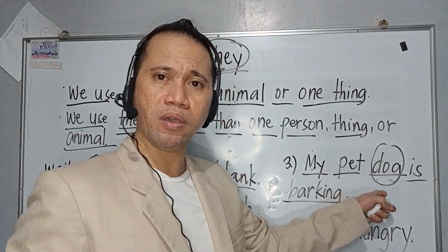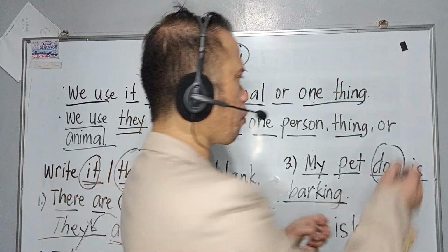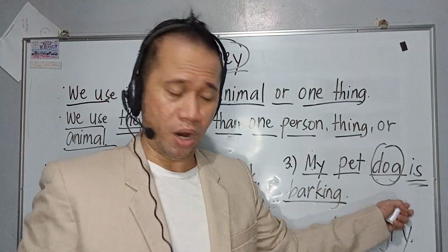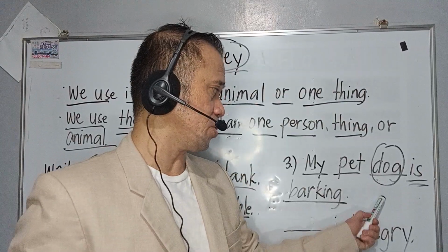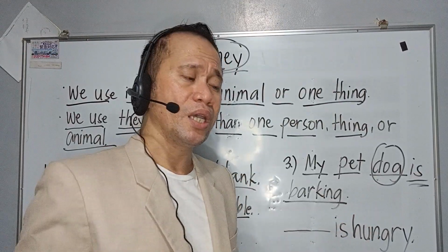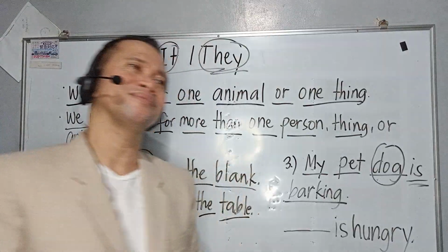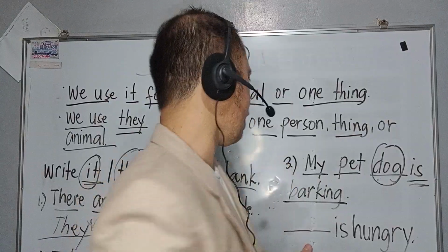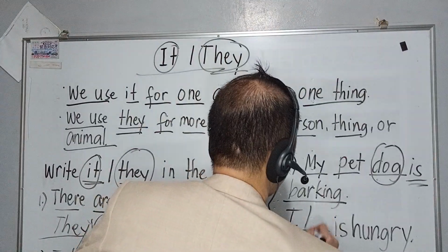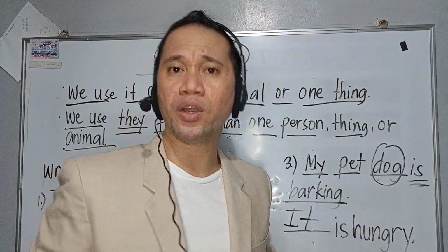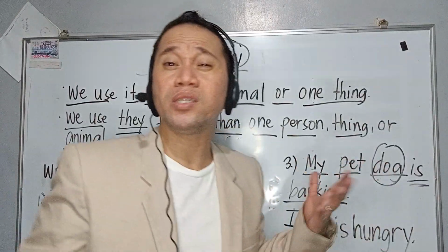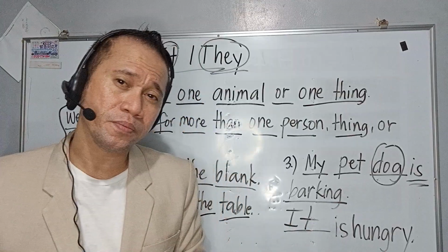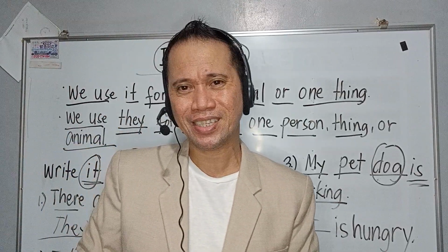Since the dog is singular, remember when you say singular, the verb also must be singular. It should agree with our sentence. So we're going to choose, is it or they? Let me think, my dear viewers. If you choose it, your answer is correct. It is hungry. That's the reason why the dog is barking. Right, my dear viewers? Right, my dear students?